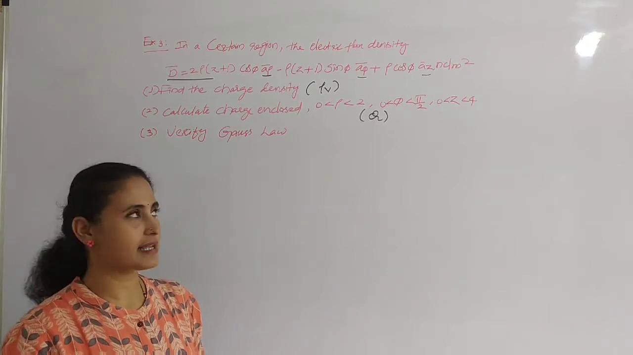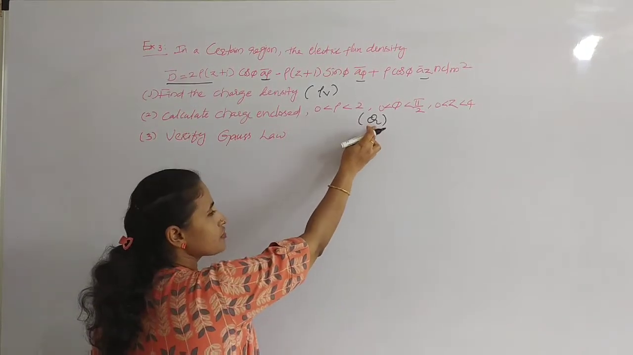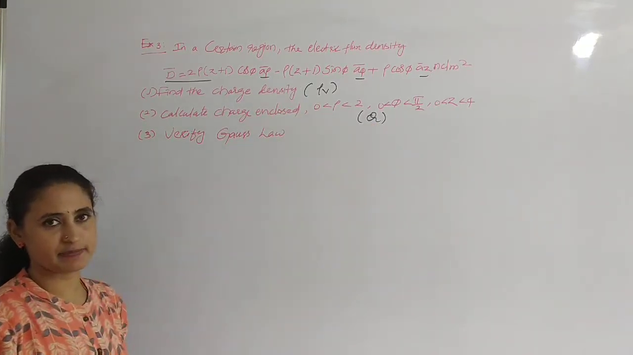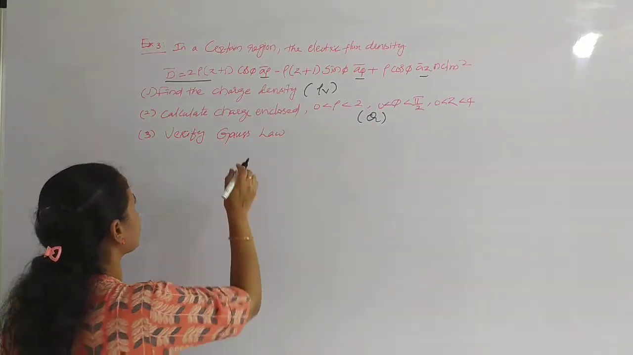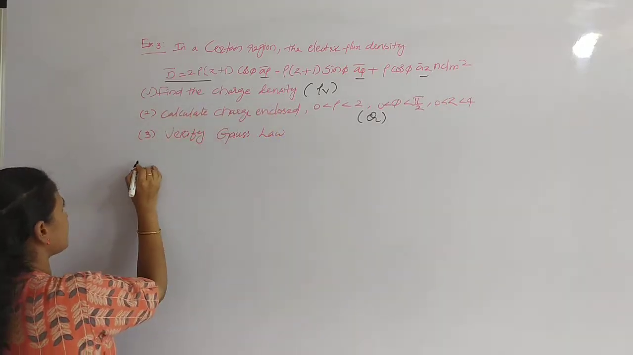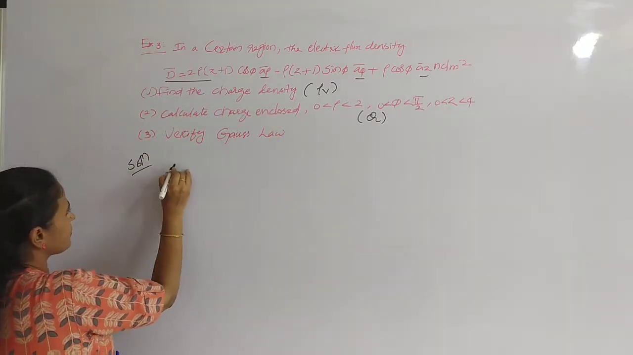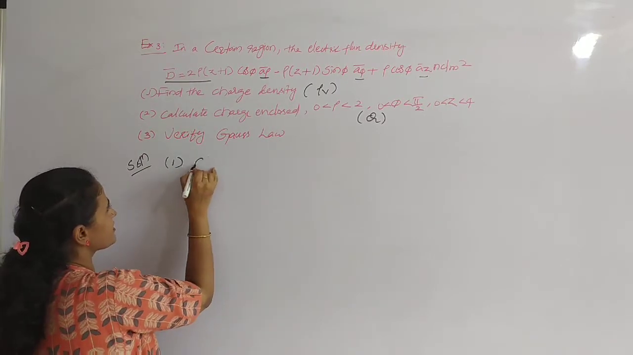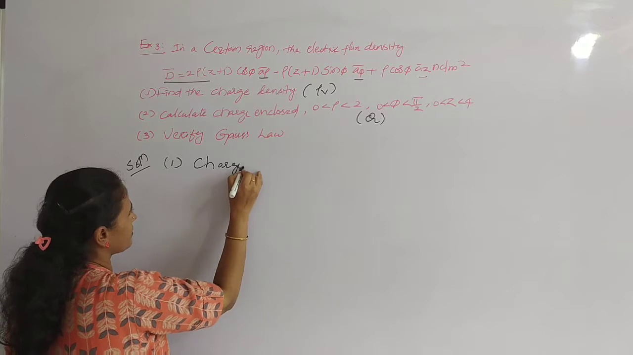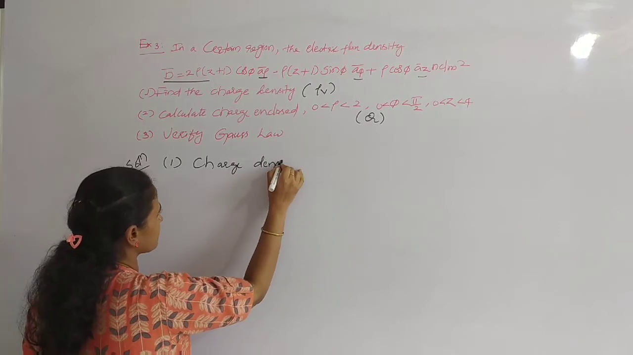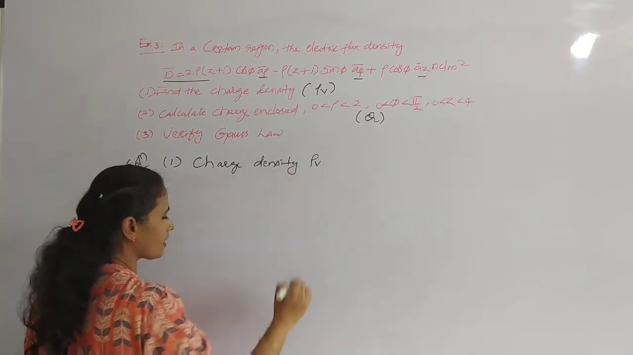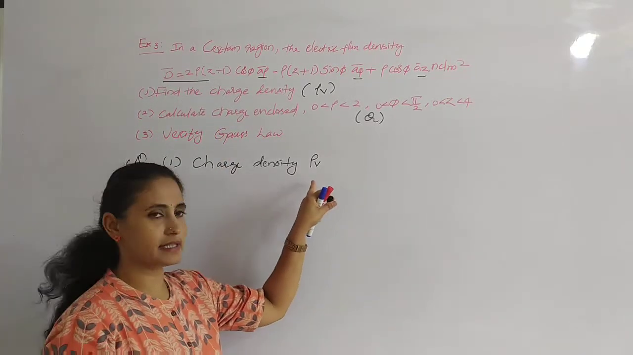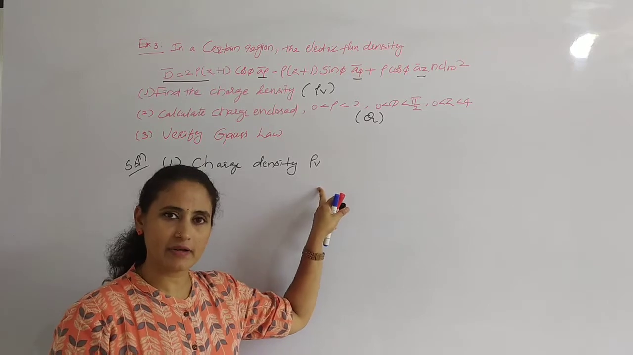What the Gauss law says is that the charge enclosed is equal to the surface integral of D bar dot dS bar. Okay, first find the charge density. Solution. Let us solve the first bit of the question, that is the charge density rho v. Since D bar is given, how to obtain the charge density rho v? Yes, by using the divergence theorem.